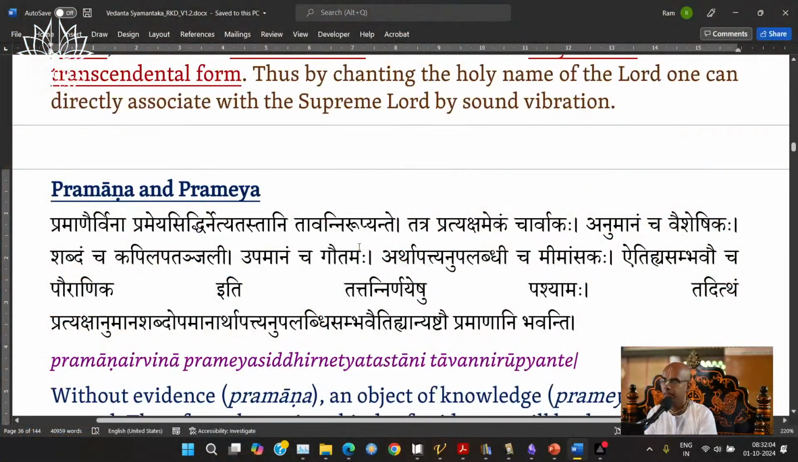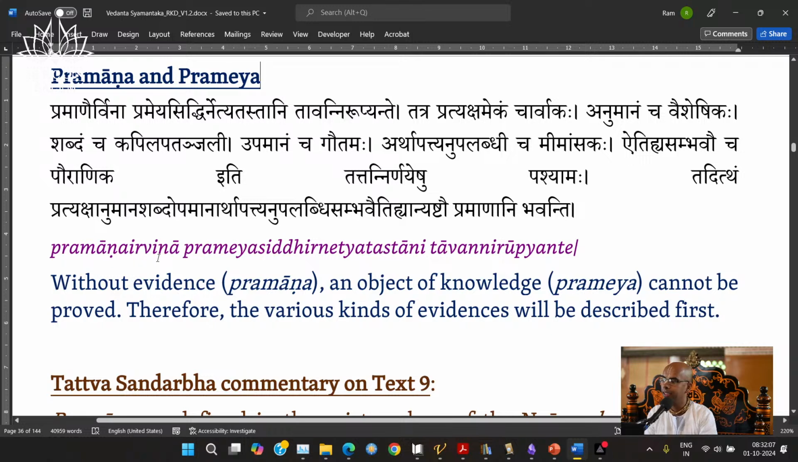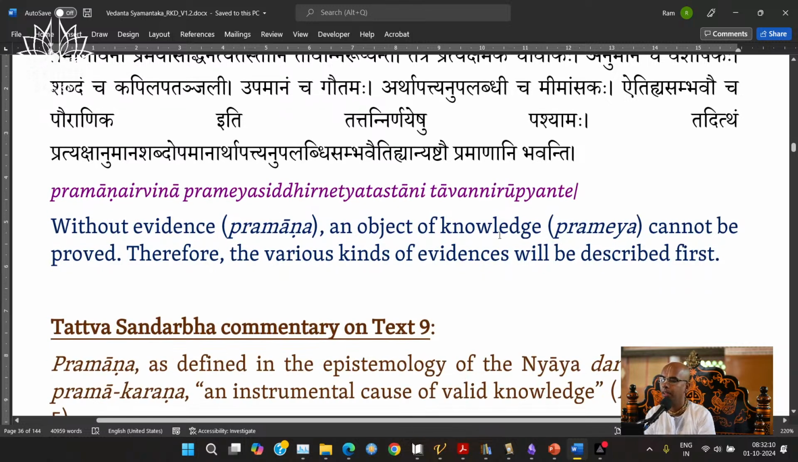In that way it is different from all the other religions, where the primary focus is sentiment based, belief based or faith based. Whereas for us it is based on understanding of Pramana, proper Prameya, what can be understood, what cannot be understood, and what is the proper way of approaching this entire Vedic process of study, to attain the highest perfection in life. So he writes, without evidence, Pramana, an object of knowledge, Prameya, cannot be proved. Therefore, the various kinds of evidences will be described first.